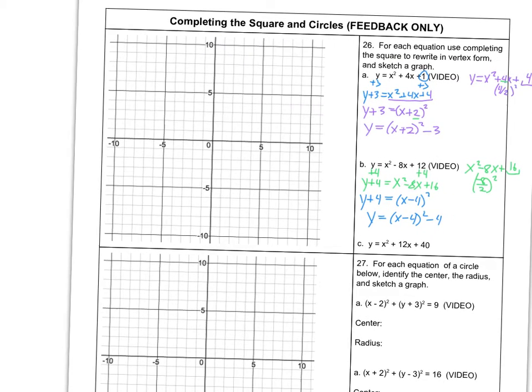Sketching the graphs for these. First one has a vertex of negative 2, negative 3, and a steepness of 1. Second one has a vertex at positive 4, negative 4, and a steepness of 1.